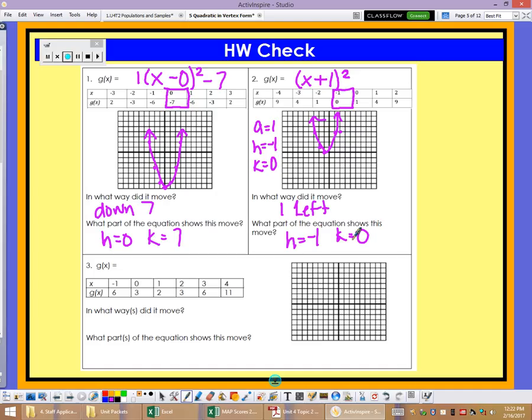Okay, you see 3 and 3. What else? And then you see 6 and 6. So what's my vertex then? You're saying it backwards. 1, 2.